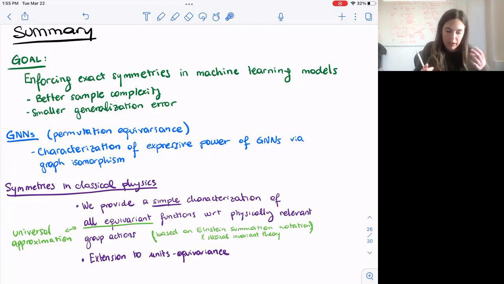Then we also discussed the symmetries in classical physics, providing a simple characterization of all equivariant functions with respect to physically relevant group actions. That is universal, and it doesn't require you to go to very high order tensors. So that makes it easier.